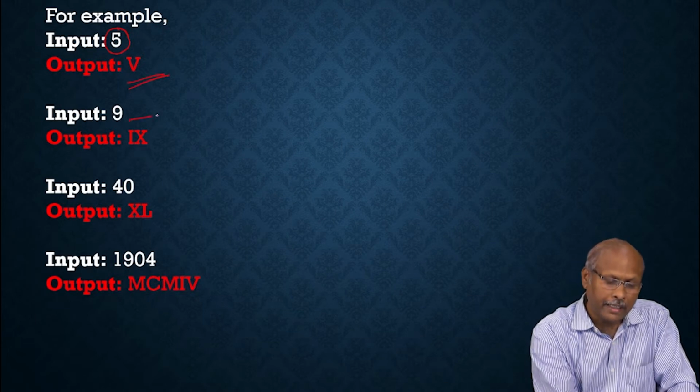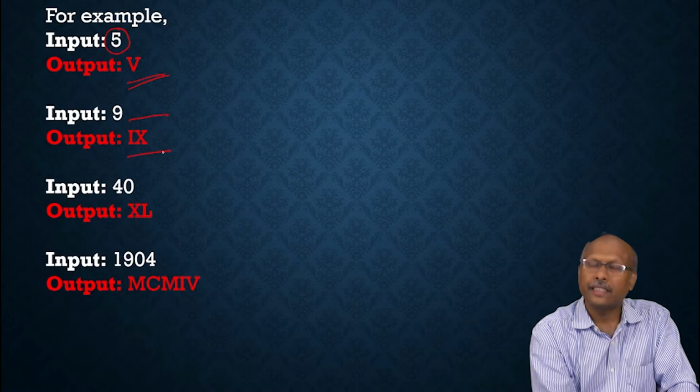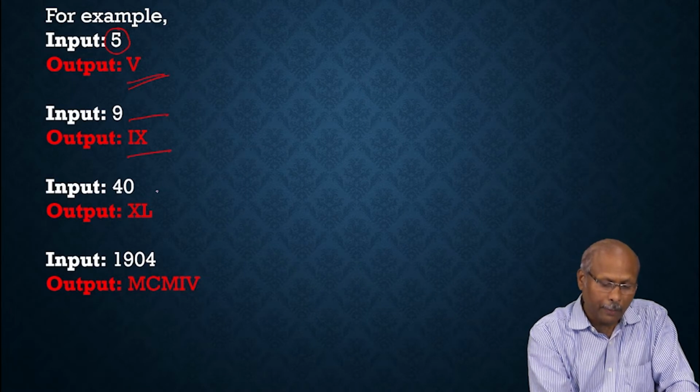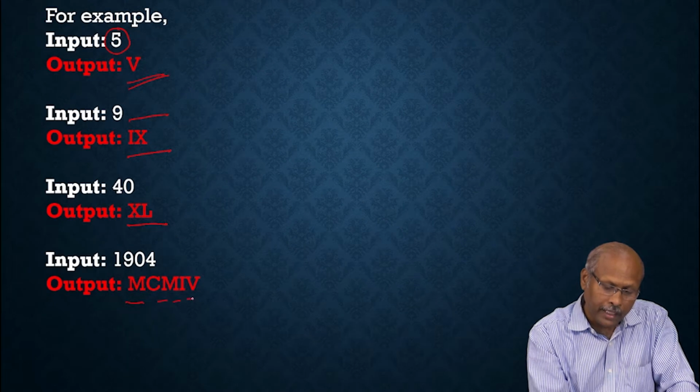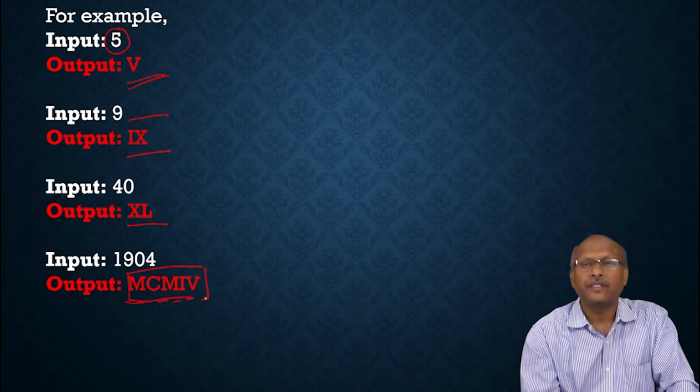Similarly, if I give 9, it should print IX. If I enter 40, it should print XL. If I put 1904, it should print MCMIV. So this is the output you have to print.